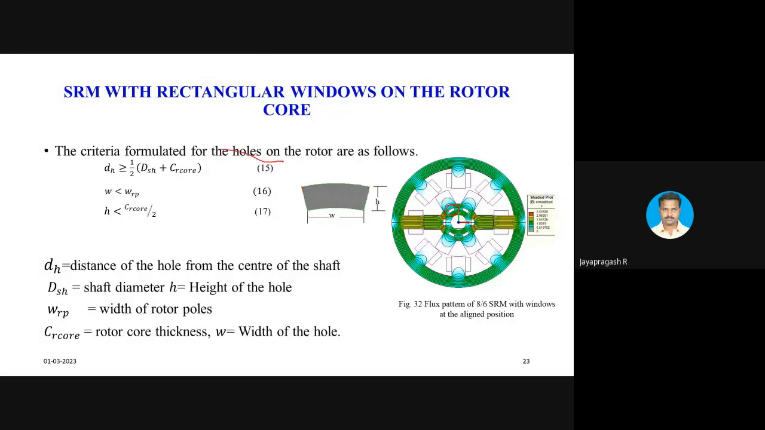So we have formulated our own constraints. Introducing the window should not affect the static torque or the running torque, and it should produce a sufficient amount of MMF. There should not be more ripple, and none of these factors should be saturated. All these factors are taken into account, and we developed our own criteria. Accordingly, the windows are placed.